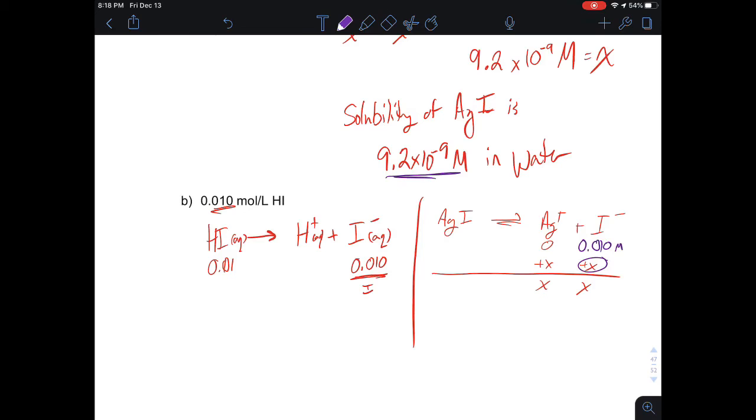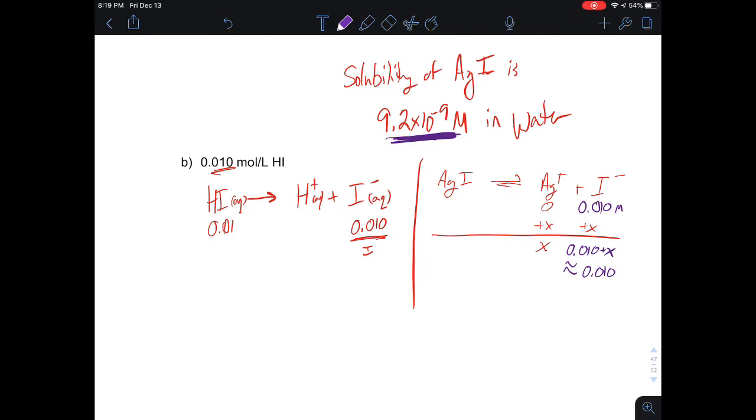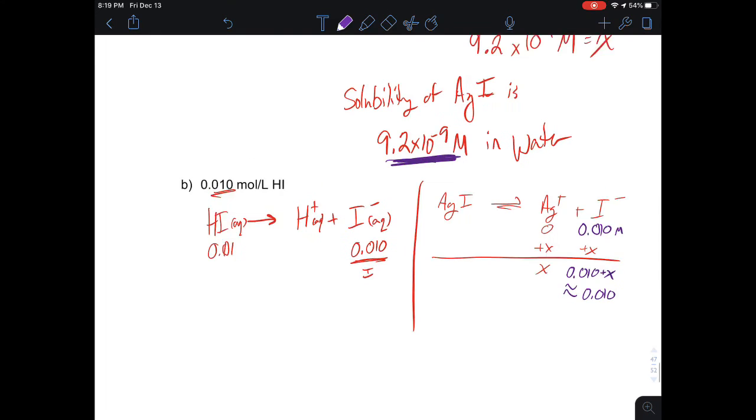Thinking back, this is how much we can actually get in the solution. Is that X going to be significant? In this example, it's going to be a number that's even smaller. So in this case, we could write 0.010 plus X, but this is essentially going to be the same as 0.010 because X here is a number that's super tiny, 10 to the negative 9. It's very, very small. So adding something that's 10 to the negative 9 to 0.010 is simply not going to have much of an effect. That's good because that simplifies our calculation a lot.